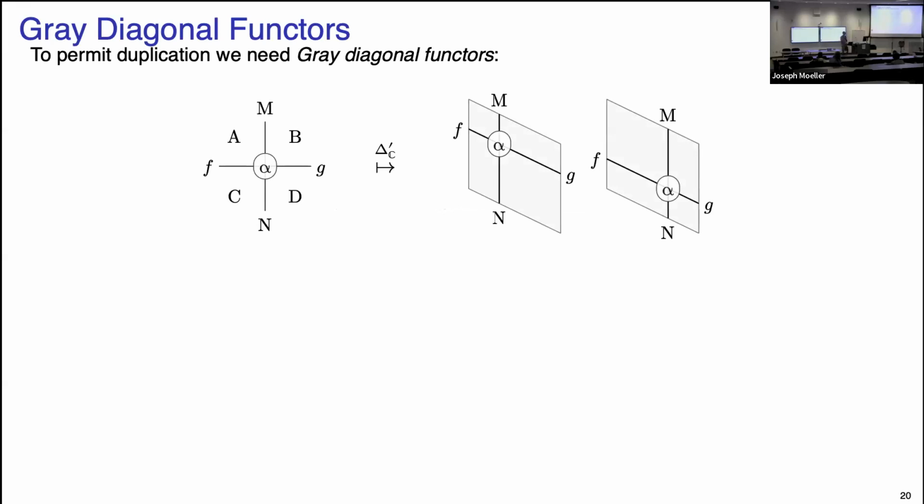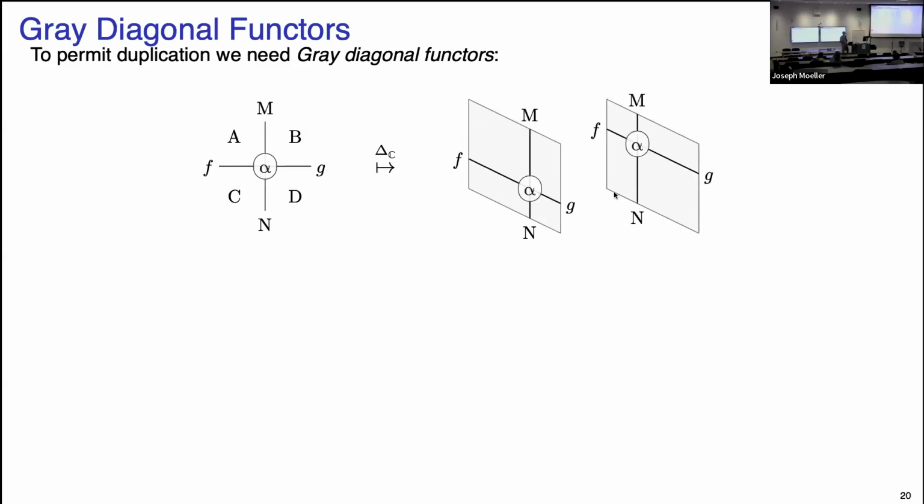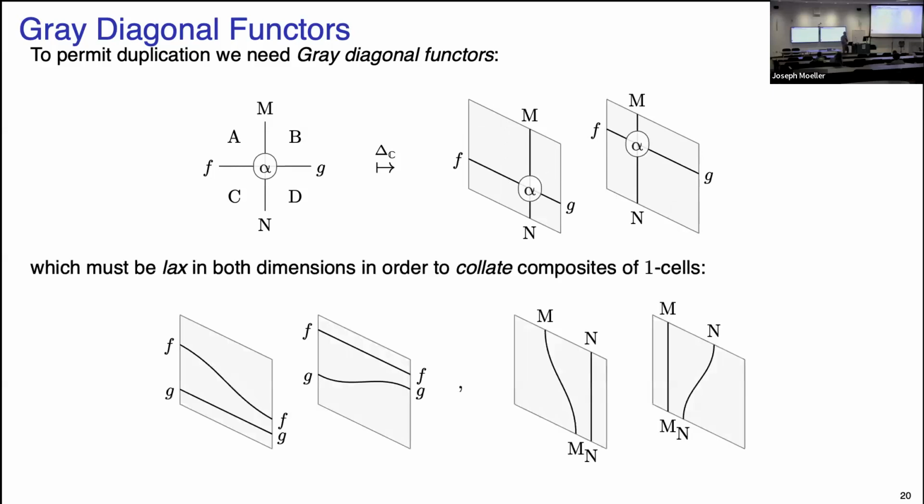So here's a map that takes this square alpha and gives us two copies of alpha in a particular order. Here's another map that gives us two copies of alpha in a different order. And indeed, there's two more orders that I haven't drawn here that you can think about. But once we have this, we can try to use it to define duplication structure. But the first wrinkle we encounter is that this map can't be a strict functor of double categories because it doesn't strictly preserve the composition. So in order to see this, let's look at this diagram here on the left.